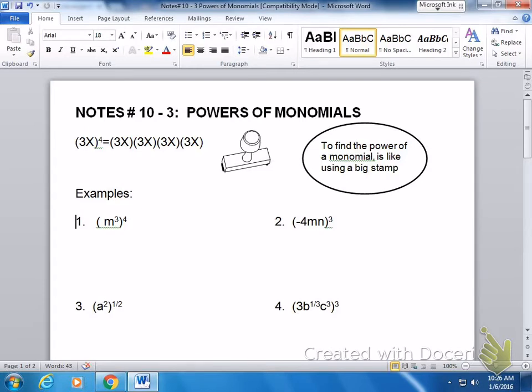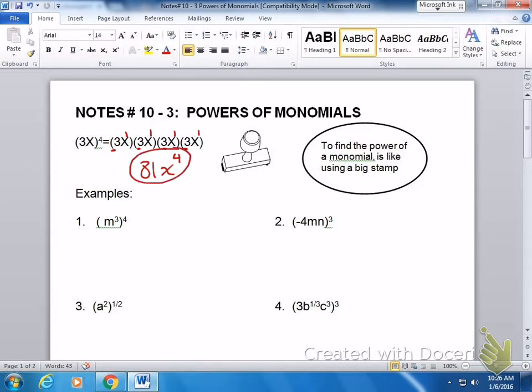Now when you're raising something to a power, that means you're multiplying by itself that many times. So we can rewrite 3x to the fourth as 3x times 3x times 3x times 3x. So that turns it kind of like what we did yesterday. I can do 3 times 3 times 3 times 3, and I get 81. And then I have x to the first times x to the first times x to the first times x to the first. I add up all the exponents, and I get 4. So the answer to 3x to the fourth is 81x to the fourth.